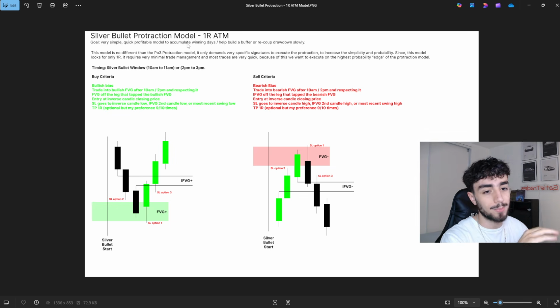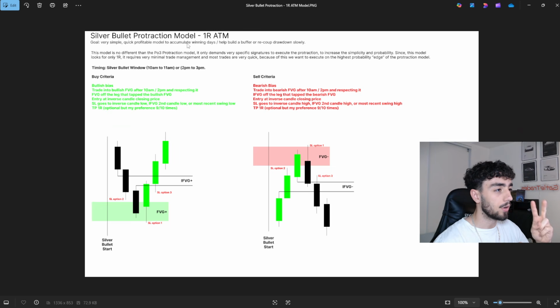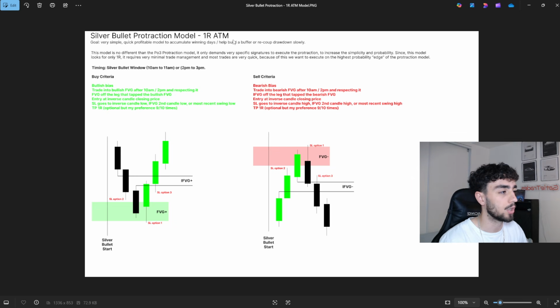Silver bullet protraction model. Now, before anyone says, Gaddy, why do you have a different model? First of all, there's nothing wrong with having multiple models. Second of all, this is my exact same protraction model. The only difference is I adjusted the criteria for the protraction so it can mimic what I'm trying to accomplish with this model. And what I'm trying to accomplish are very simple, quick profits to accumulate winning days or help build a buffer and/or recoup drawdown slowly. This model is to help you get that equity curve somewhat towards your favor, or slowly build that equity curve with a high probability model that forms often.